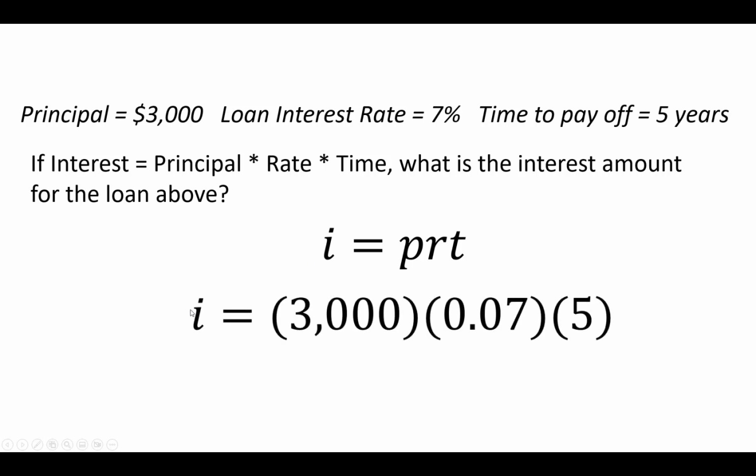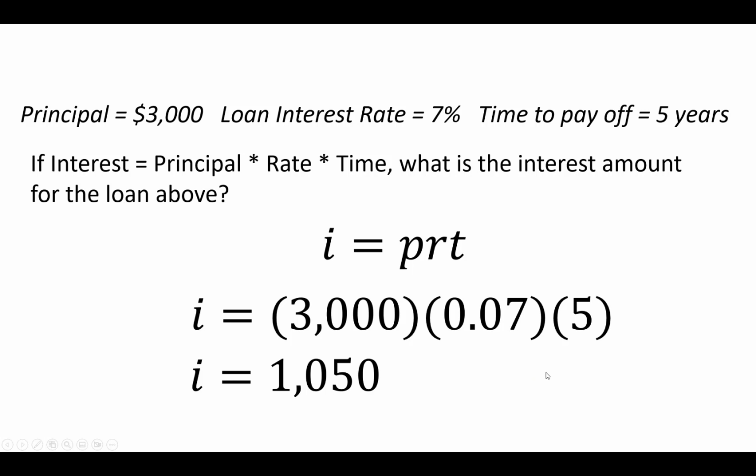So the long way of doing this is, you're going to say your interest equals PRT, and you're going to go interest equals 3,000 times 7%. You're going to make your percentage into a decimal, and then multiply that by 5. And you get an answer, and you're done. All they're asking for is what is the interest amount? This is the interest amount. That's the extra amount of money you would have to pay for borrowing $3,000. So that's a lot of money to spend just for borrowing $3,000.